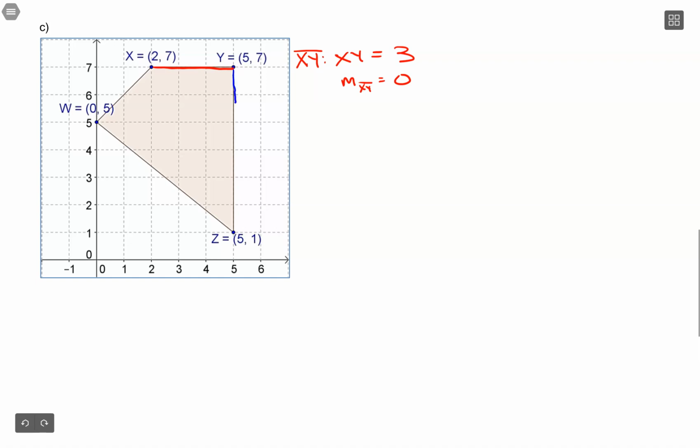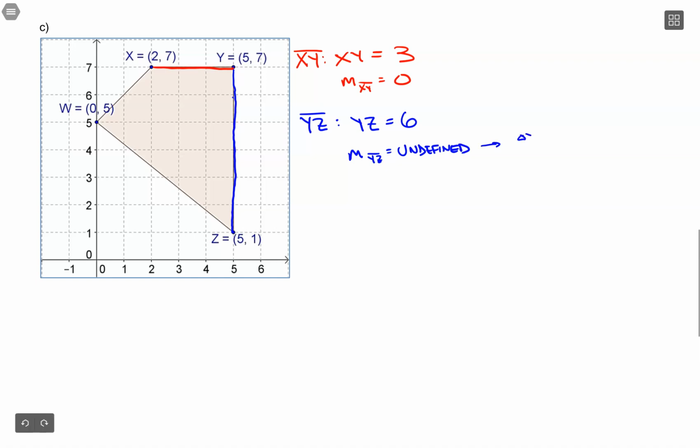I also have a vertical segment here that's pretty easy to check. That's YZ. Well, the length YZ, I can count squares here. That's 1, 2, 3, 4, 5, 6. That's 6 units long. Can't do that on a diagonal, but you can do it on a vertical or a horizontal. And let's take a look at the slope of YZ. That's undefined. Vertical lines have a slope which is undefined, and I'll just show you why real quick.